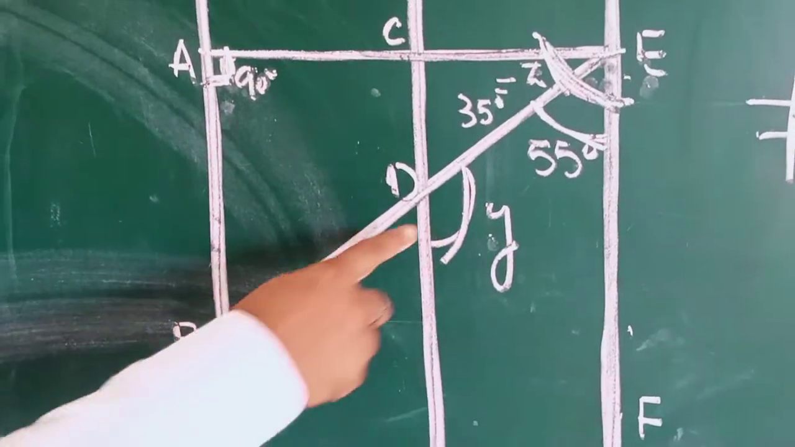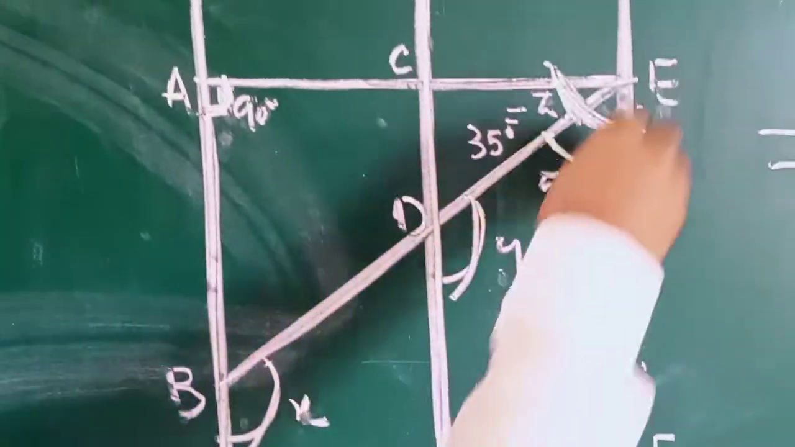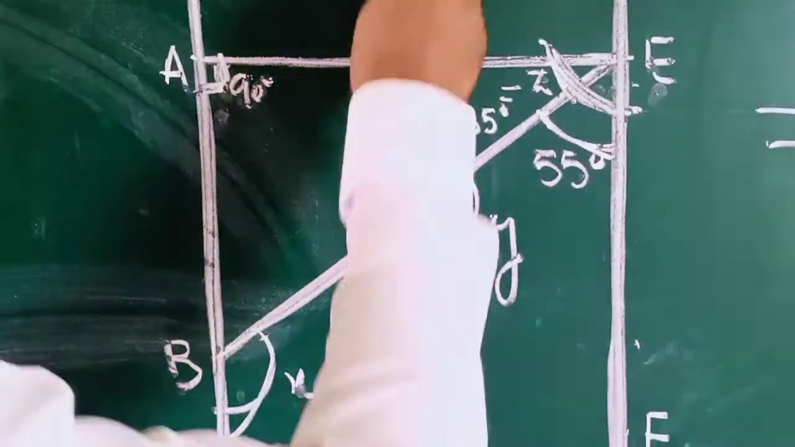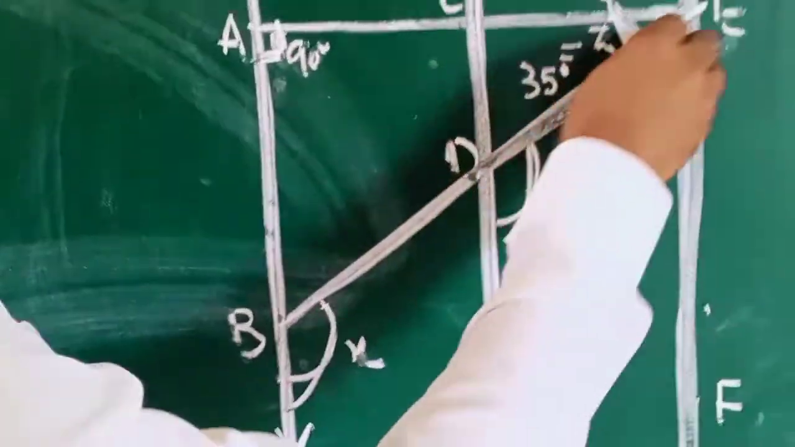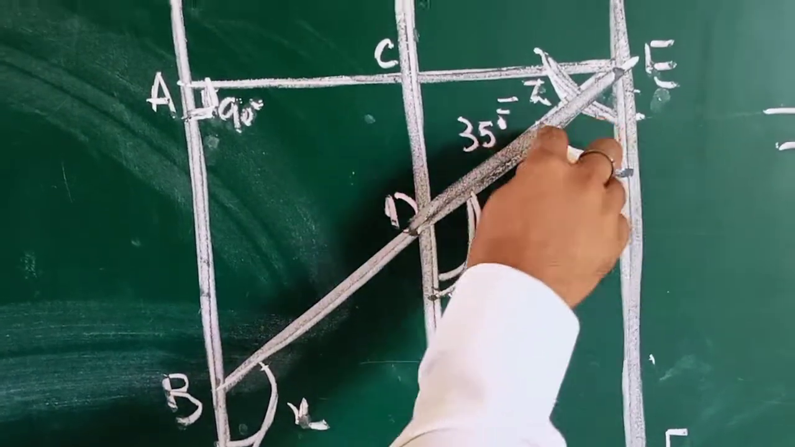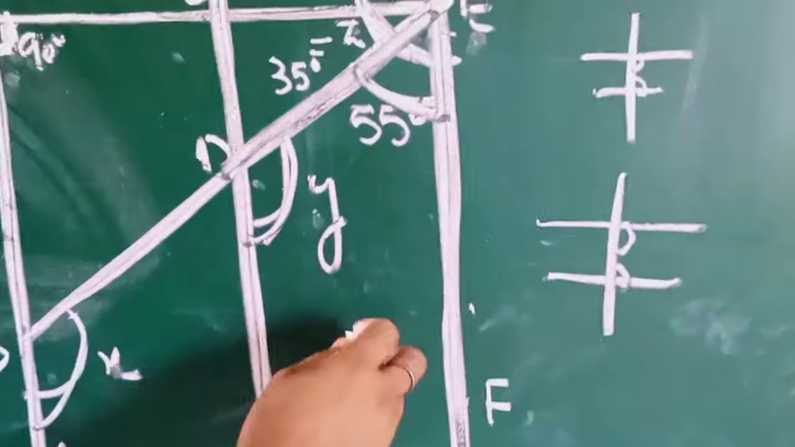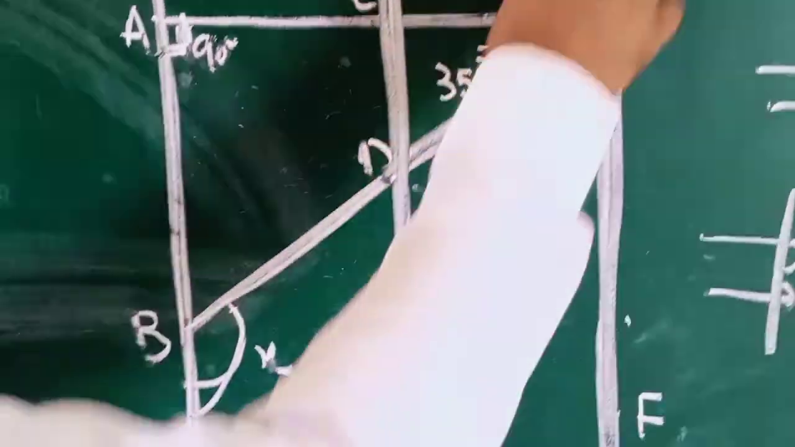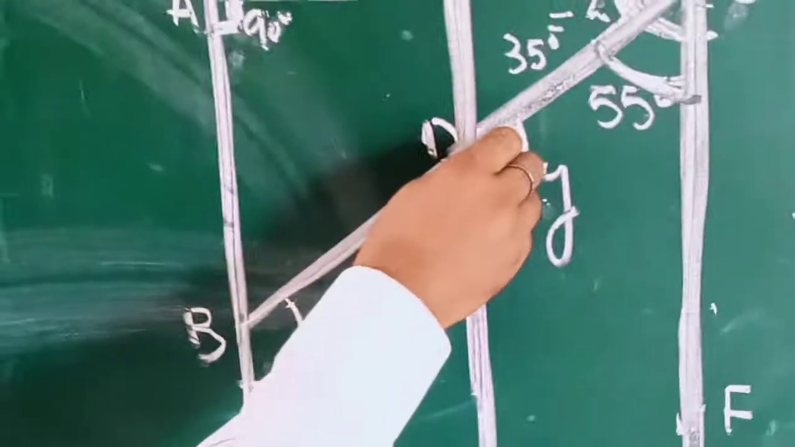To find x and y, you see here CD is parallel to EF. These two are the parallel lines, yes or no? And ED is the transversal. So the sum of this plus this is 180 degrees. This is also co-interior angles. Same process: CD is parallel to EF and ED is the transversal.